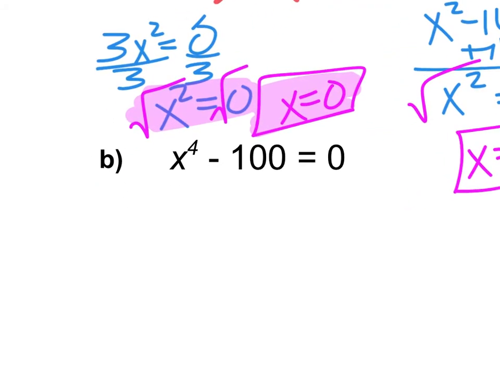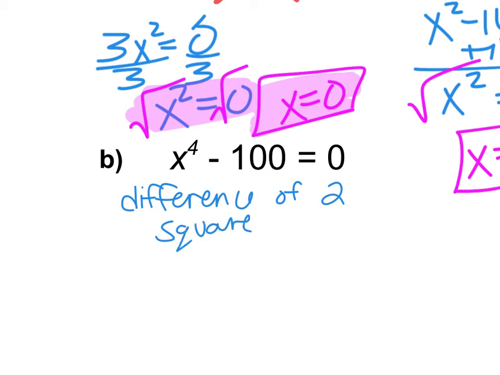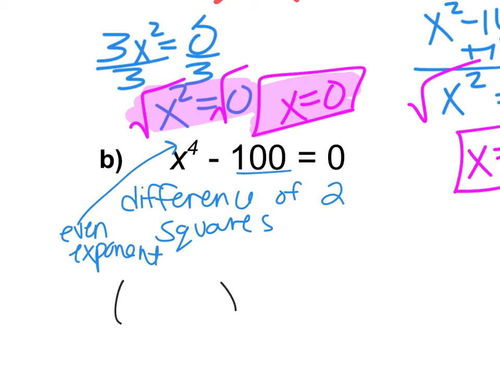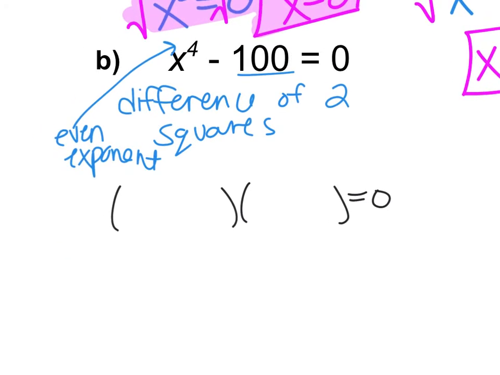Letter B, we have an x to the fourth power. We could do the fourth root, but this is an example I want to show you where you have the difference of 2 squares. And when we have the difference of 2 squares, right, any even exponent is a perfect square. And then we know 100 is a perfect square. So what we can do then is we can factor into 2 sets of parentheses, and this should look familiar as something that you've done before.